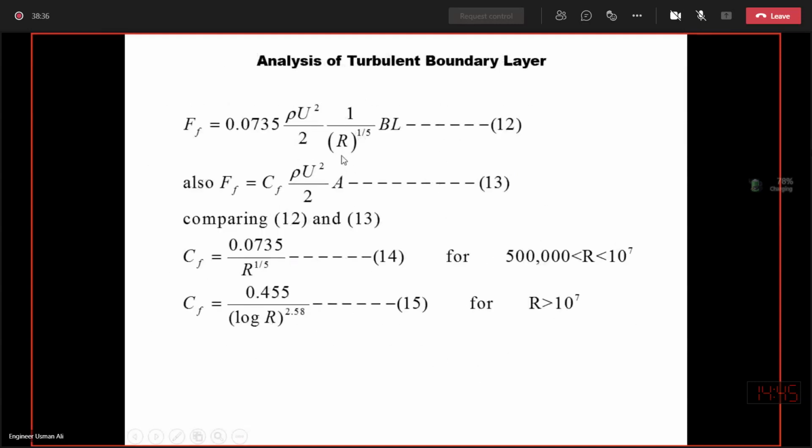We also know the friction drag is Cf rho u square by 2 into A. Comparing equation 12 and 13, we can find Cf is 0.0735 over R power 1 by 5, where R is between 500,000 and 10 to the power 7, and Cf is 0.455 over log of R power 2.58 when R is greater than 10 to the power 7. So it means that for turbulent flow, we have two values of the frictional drag coefficient: one for a Reynolds number between 500,000 and 10 to the power 7, and one for a Reynolds number greater than 10 to the power 7.